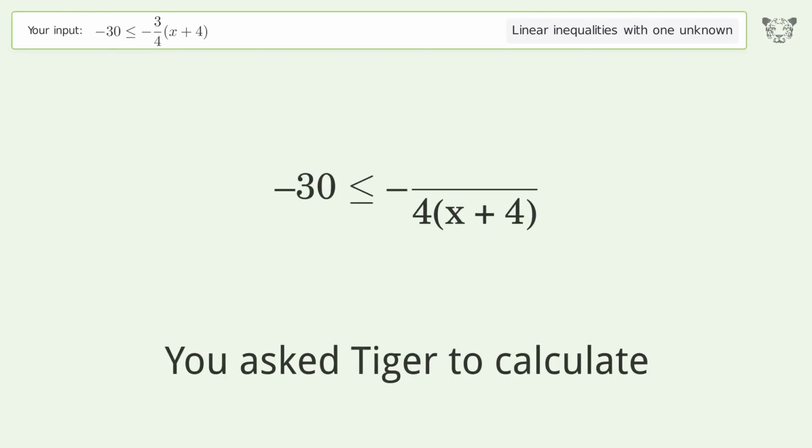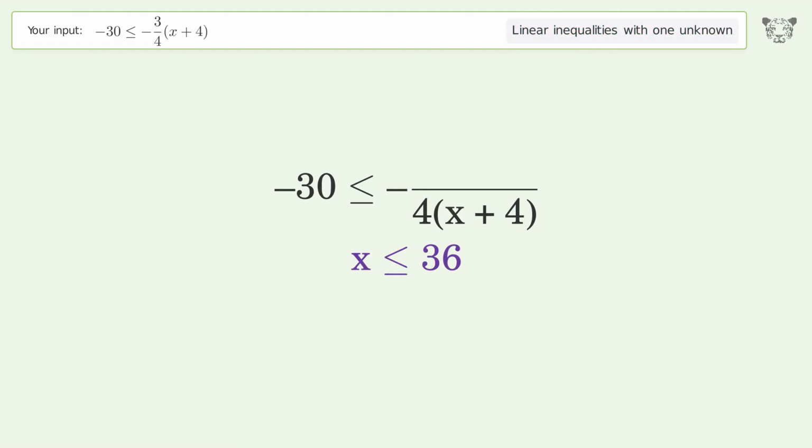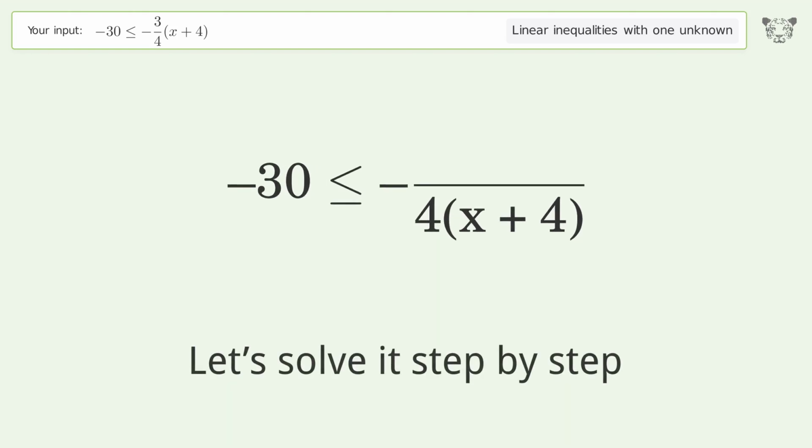You ask Tiger to calculate. This deals with linear inequalities with one unknown. The final result is x equal or smaller than 36. Let's solve it step by step.